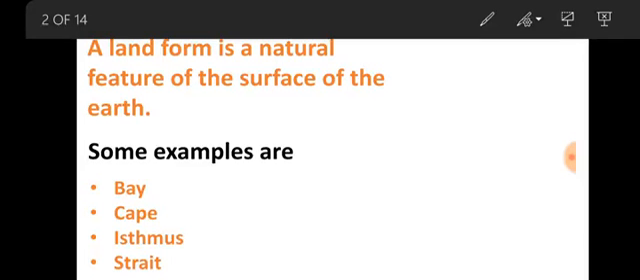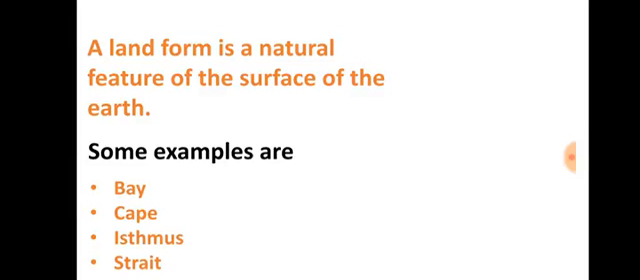The surface of the earth is covered by land and water. We have special names for these natural features or landforms on the surface of the earth. Do you want to know some names? Let's go. The first is the Cape. We have the Bay, the Isthmus, and the Strait.